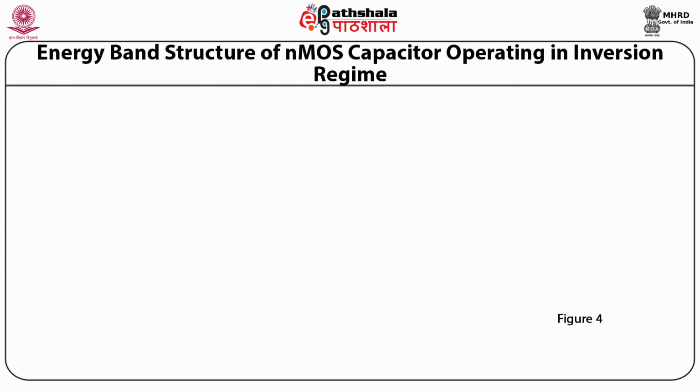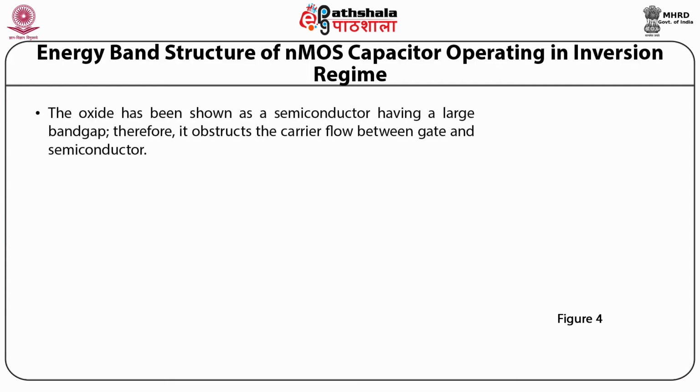Figure 4 shows the energy band structure of NMOS capacitor which is operating in inversion regime. The oxide has been shown as a semiconductor having a large band gap. Therefore, it obstructs the carrier flow between the gate and the semiconductor. Band bending occurs in consistency with the incidence of the depletion layer. At semiconductor oxide interface, Fermi level lies near the conduction band, indicating the high density of electrons.